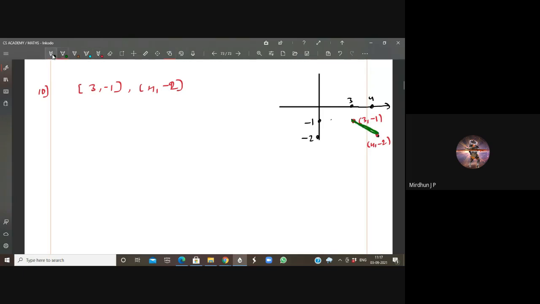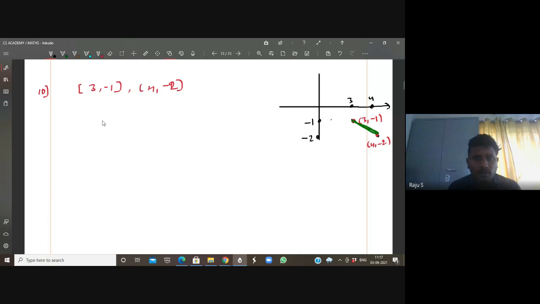So let us take this as x1, y1 and this as x2, y2. Now I'm going to find the slope. Slope only we need to find. m is equal to y2 minus y1 by x2 minus x1, that is minus 2 minus of minus 1 by 4 minus 3, which is equal to minus 1 by 1, that is equal to minus 1.